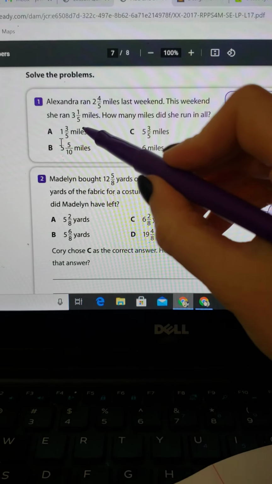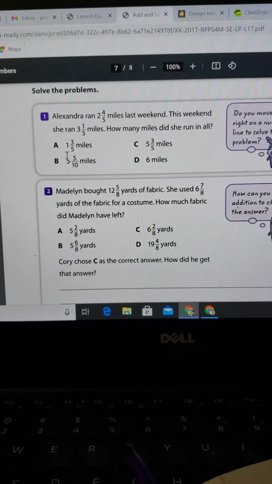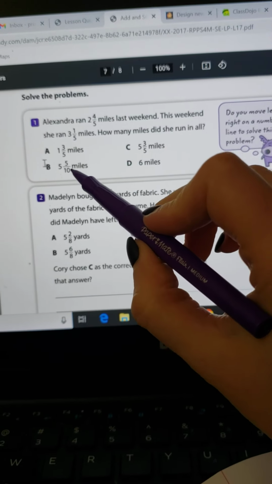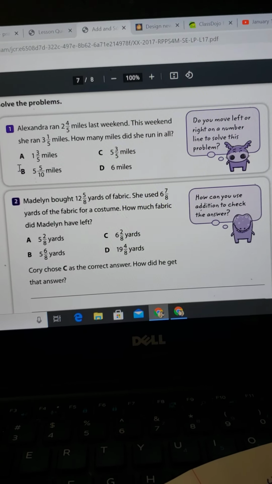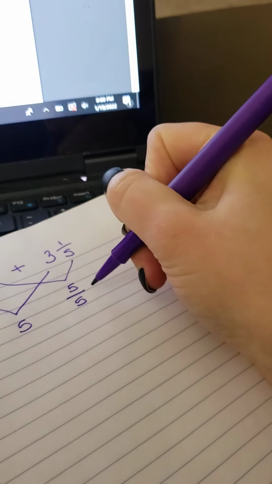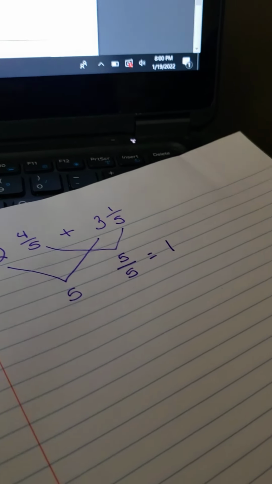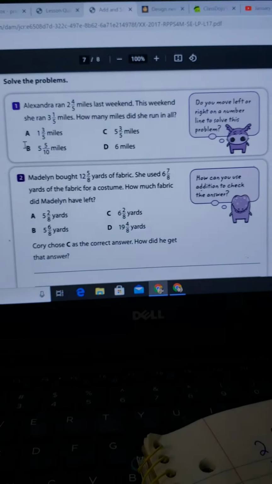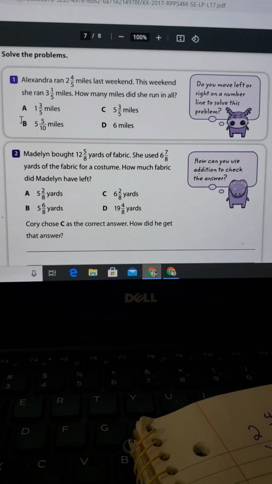Well, it doesn't match that one. That's too small. 5/10. 5 5/10. My mouse is in the way. That's not quite right. The denominator needs to stay the same. And then 6. So which one is going to be my answer? All right. Hopefully you remembered that when my numerator and my denominator are the same, it equals 1 whole, right? So then when I add this 5 and this 1, that's going to give me 6, which makes letter D my correct answer.